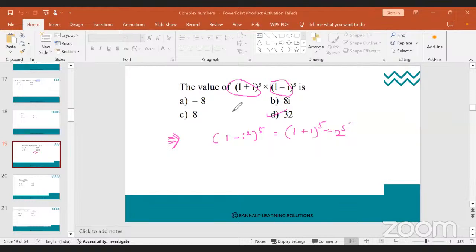Sushti has given option B. B is the wrong answer, Sushti. Please make it correct. 2 raised to 5 is how much? (1 plus 1) raised to 5, 2 raised to 5. It is 32. Option D is the correct one.